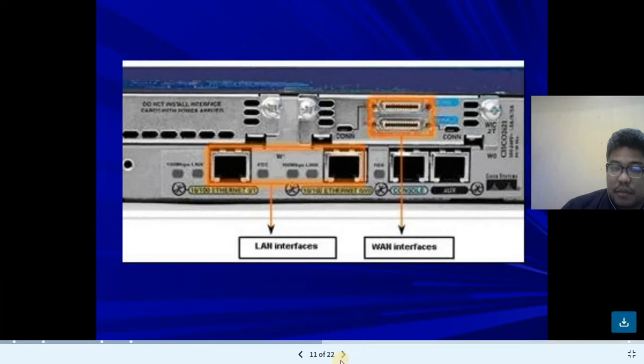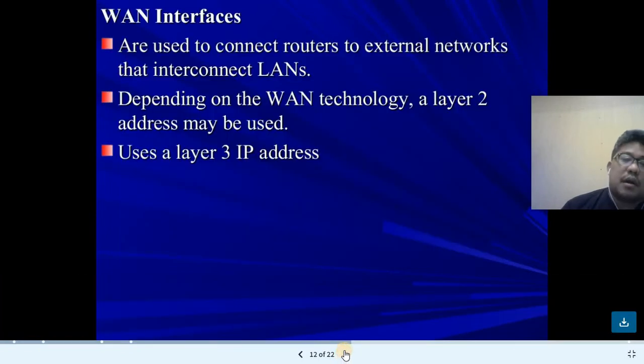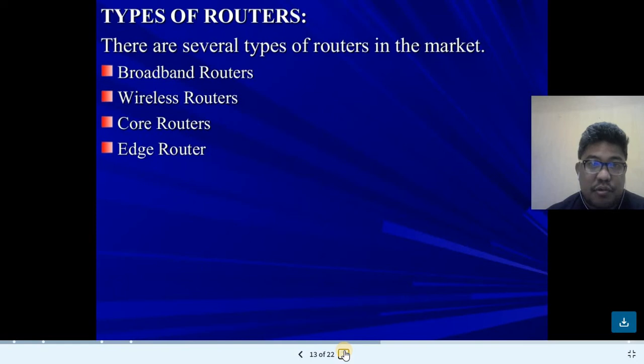Okay, next. Speaking of WAN interfaces, are used to connect routers to external networks that interconnect LANs. Okay, depending on the WAN technology, a layer 2 address may be used. Uses a layer 3 IP address. Next, types of router. Okay, we have broadband routers.